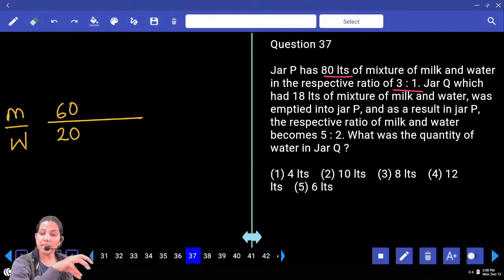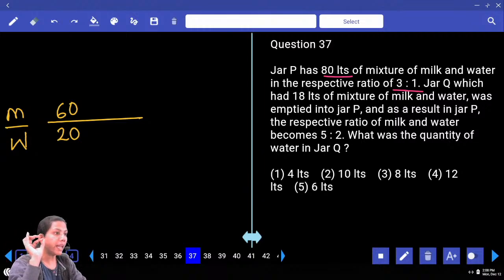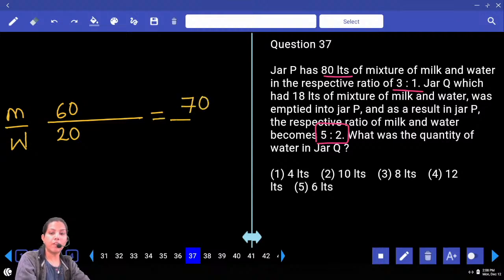Next. And as a result in jar P, the respective ratio of milk and water becomes 5:2. What is the initial quantity? Initial quantity of the mixture, 80. How many liters of Q is added? Total quantity of the mixture, 98. In that 98, milk and water are in the ratio 5:2. 98 is distributed in 5:2, means 7 parts. 7 parts value 98 means 1 part is equal to 14. Then how many liters of milk at present? 70. 5 14s is 70, and 2 14s are 28.